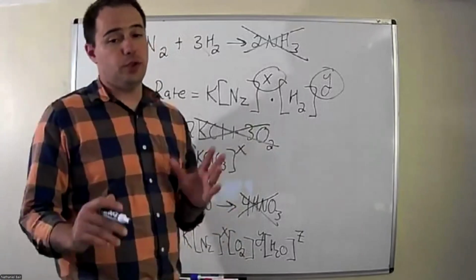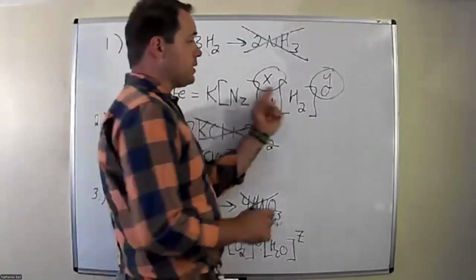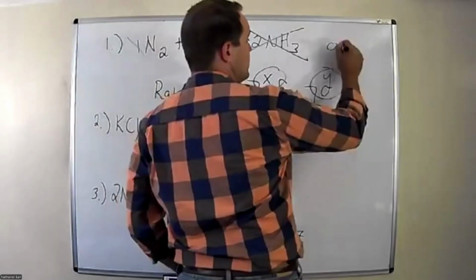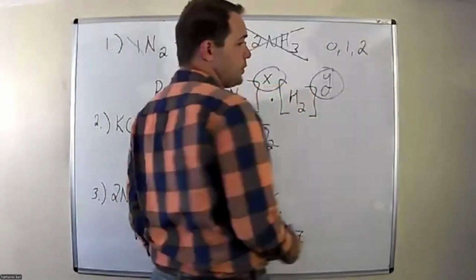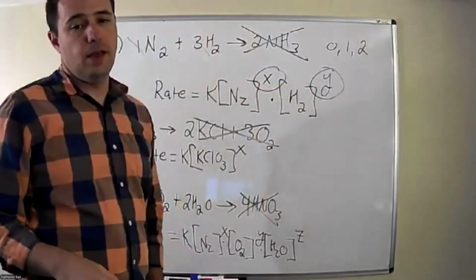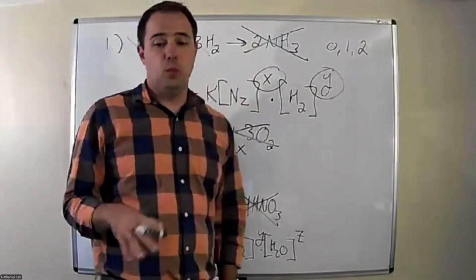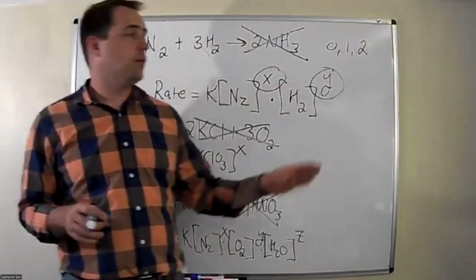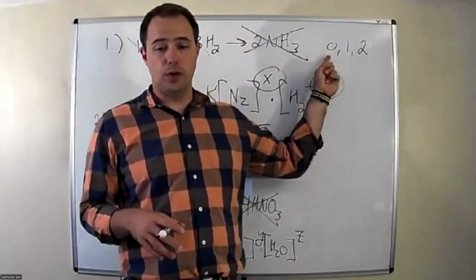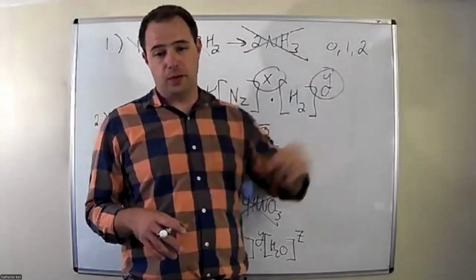Well, in Chem 102, these exponents are always going to be a 0, a 1, or a 2. In our class, they're always going to be a 0, a 1, or a 2. Our reactants are always going to be 0 order, first order, or second order.